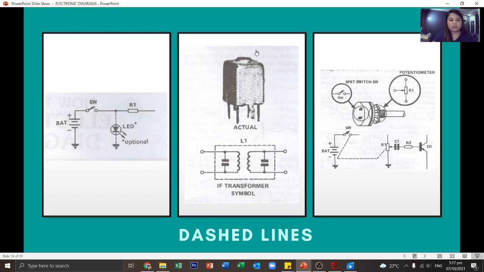So for example, this transformer. This is the symbol. It's composed of a capacitor and coil. And on the other side, it also has a capacitor and a coil. But these components are enclosed in one unit. So we put a dash line to indicate that they are contained in one unit only.